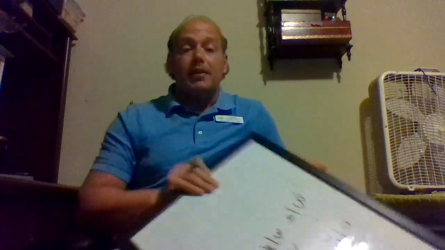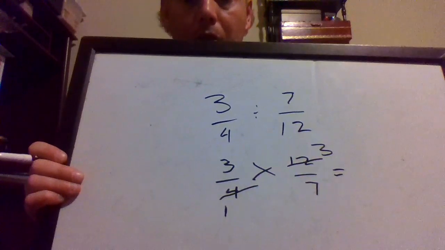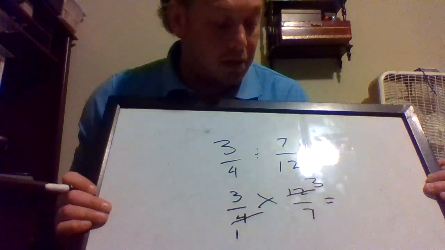Now, a lot of people say the 4 becomes 1, it's just a rule. But I'm going to tell you the 4 becomes a 1 because you divide 4 by the greatest common factor, which is 4. That's why the 4 becomes a 1. Now, here's the resulting problem. 3/1 times 3/7.